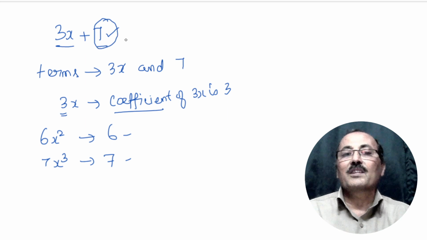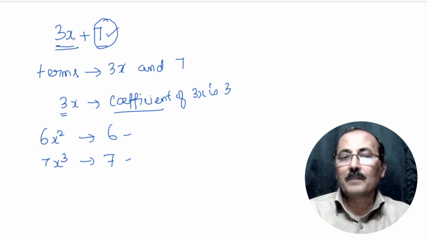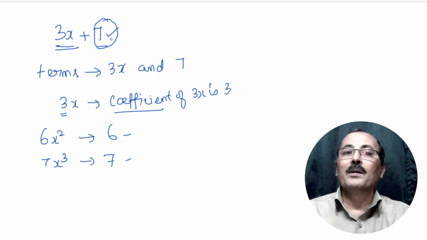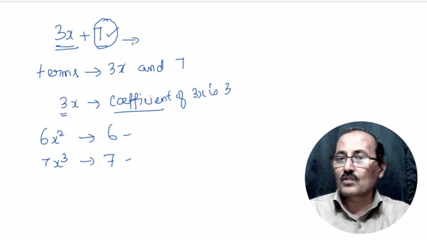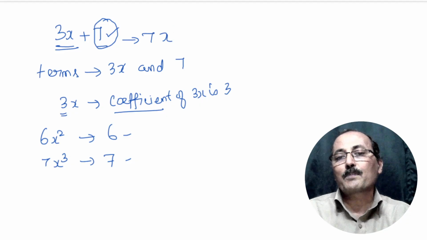In 3x plus 7, the first term is made up of a constant and a variable. The second term is only a constant, but here also something is included: 7 into x power 0. X power 0 is nothing but 1.